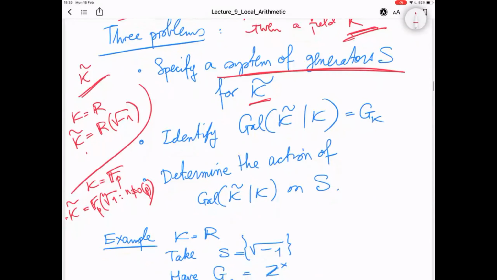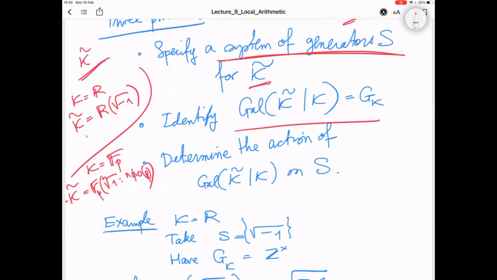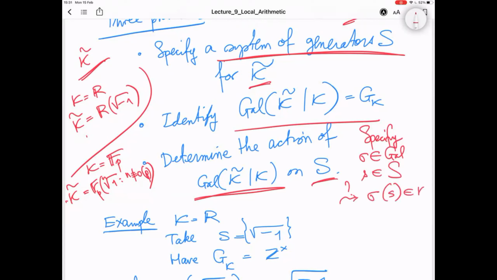Then we would like to identify what the Galois group is. And finally, determine what the action of this Galois group on S is. So what does that mean? For every sigma in the Galois group and every little s in this capital S, what is sigma of s in K tilde? What is this element?